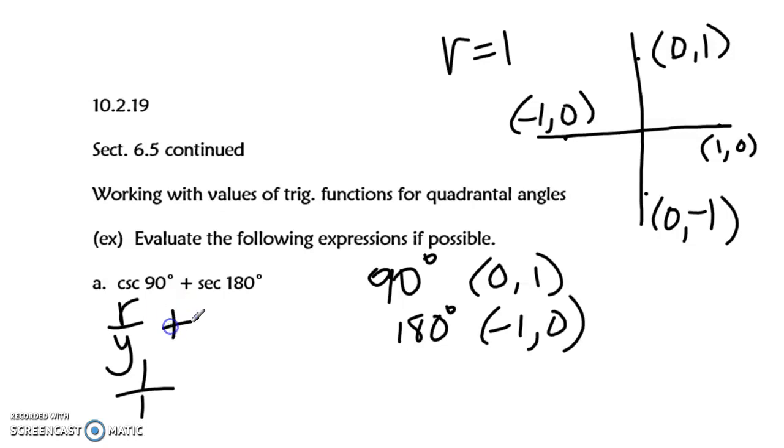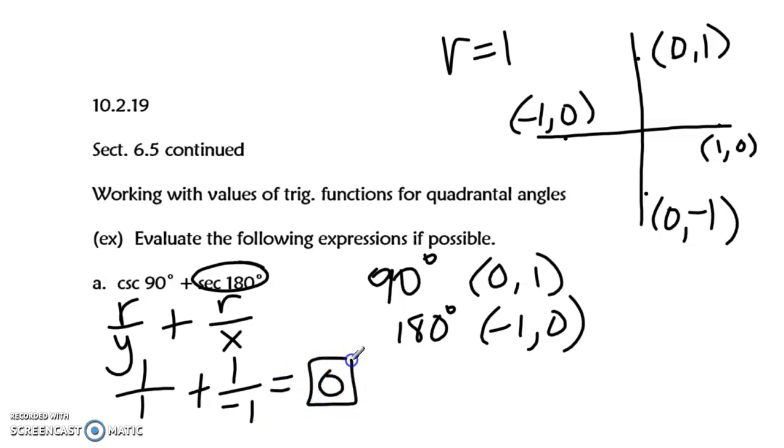Then for the secant, secant's the reciprocal of cosine. Cosine is x over r, so this will be r over x for the 180-degree angle. And so r is 1, and x is negative 1. So 1 plus a negative 1 is 0. And we have evaluated the cosecant of 90 plus the secant of 180 degrees.